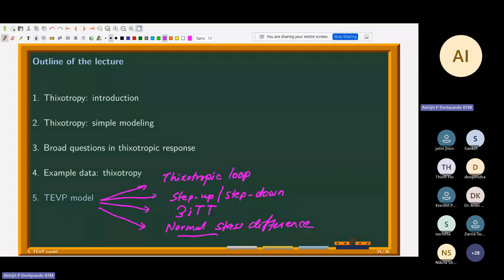So the model needs to be a three-dimensional model so that it can also naturally pick up normal stress differences. The Maxwell model that I showed you earlier was only a one-dimensional model. Given that we are subjecting the material to shear stress and shearing, in the material there will also be normal stresses that are present.